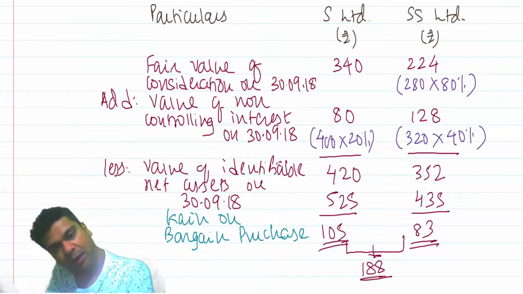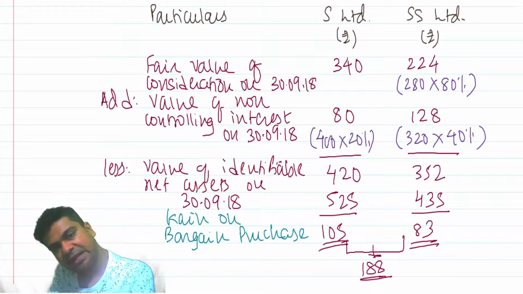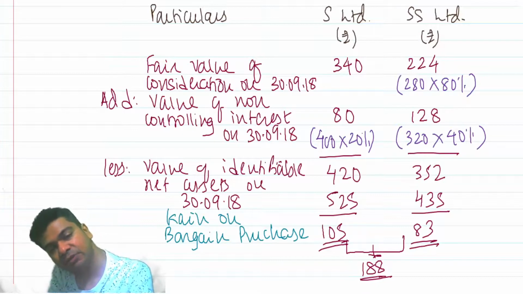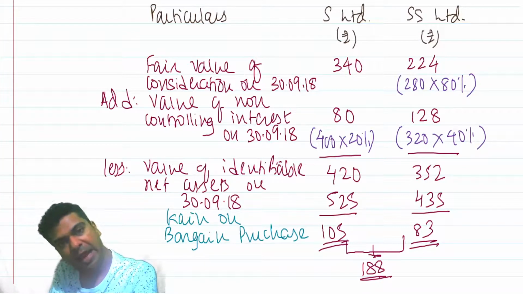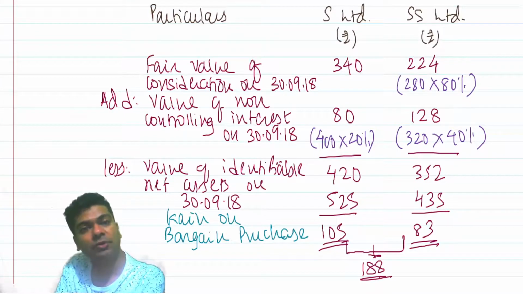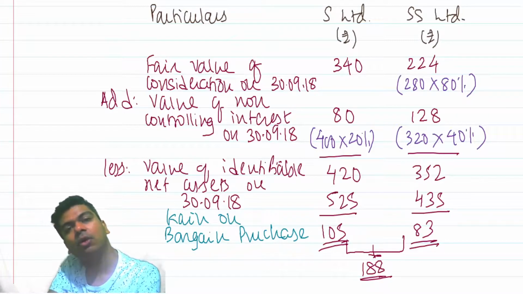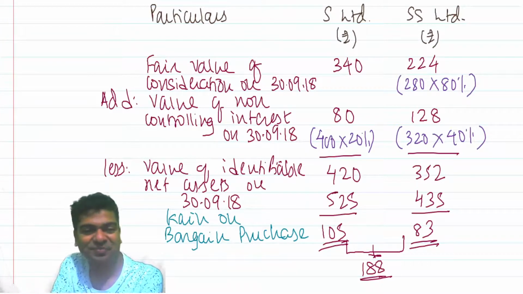This time we are getting gain on bargain purchase. It is the calculations of SS Limited which are really important. Your effective control in SS is only 60%. That is the reason 40% is the NCI. So we took NCI as 40%. And I require the effective cost of buying 60% shares. They have given me the cost of buying 75% shares. So that cost I'm multiplying by 80%. I get the cost of 60% shares.